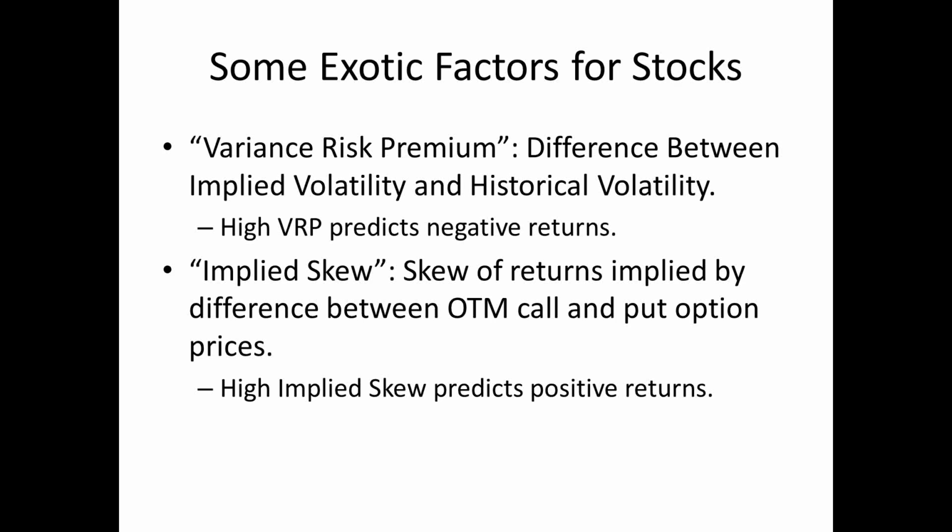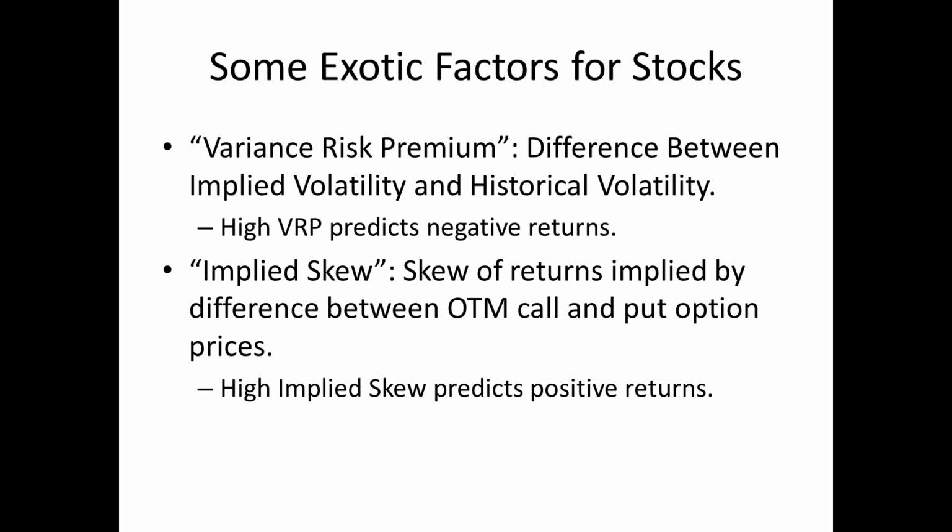The second one is called implied skew. Now, the skewness of returns is equal to the difference between the OTM call and put option prices, OTM being out of the money call and put option. And this is again pretty intuitive. It says that if you have an expensive call, that means it's high in price, that means that people expect positive return. Option traders expect positive return if the call is more expensive than put.